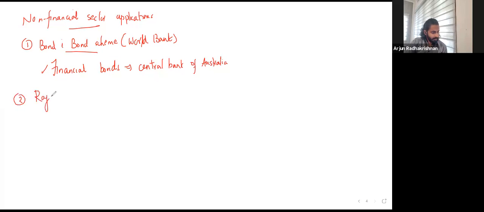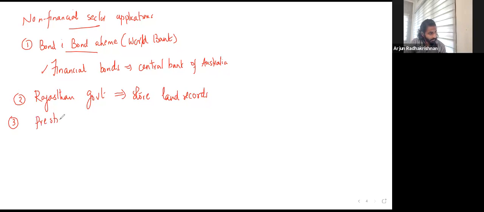Second, the Rajasthan government is using blockchain to store land records.